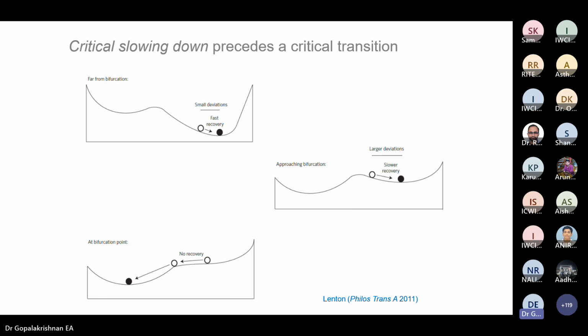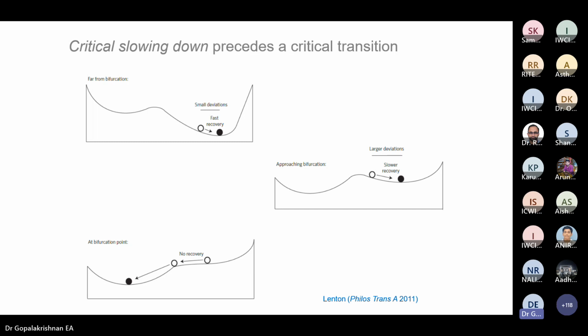This is a pictorial representation of that phenomenon. Suppose you have this representation of your potential. You have two wells, and some changes are happening. Because of the change, one well becomes unstable, that means its depth is reduced, and the other well becomes stable. So the ball which was in the right well goes to the left well. That is your transition. Now how does it go?